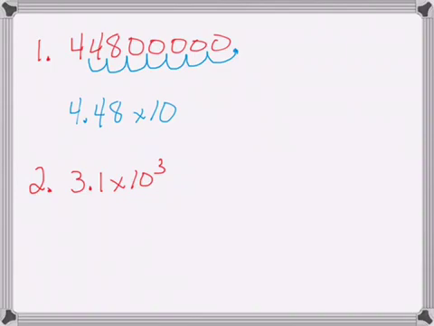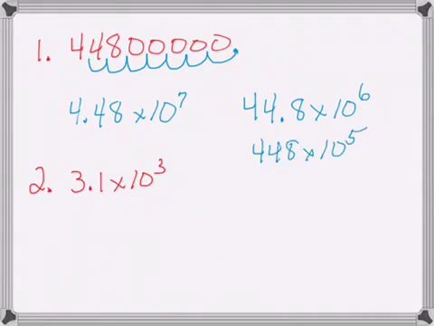And then how many spots did I move it? I moved it 7 spots over. It's a positive 7 because it's a big number, so I leave it positive. You could also have moved it over just 6 spots. If you moved it over 6 spots only, you would have gotten 44.8 times 10 to the 6th. So that would be fine as well, because I only moved it over 6 spots. If I moved it over 5 spots, it would be 448 times 10 to the 5th. So this number, this number, this number, and this number all represent the same thing.